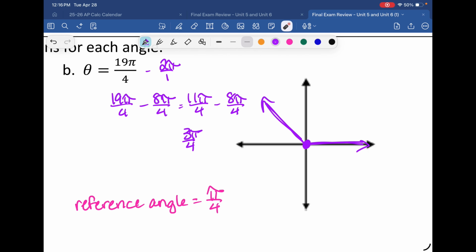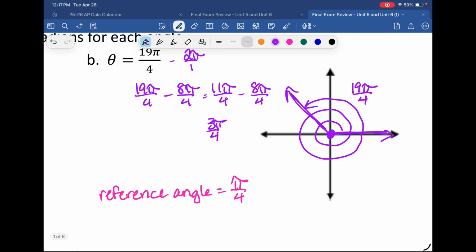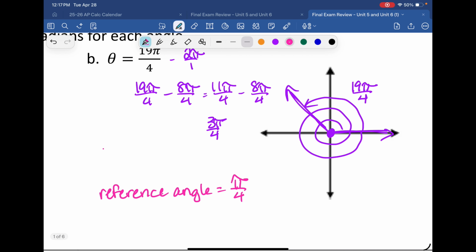So it goes around 2 full rotations and then an extra 3 pi over 4. So 1, 2, and then the extra 3 pi over 4. Okay, so reference angle would be pi minus 3 pi over 4.